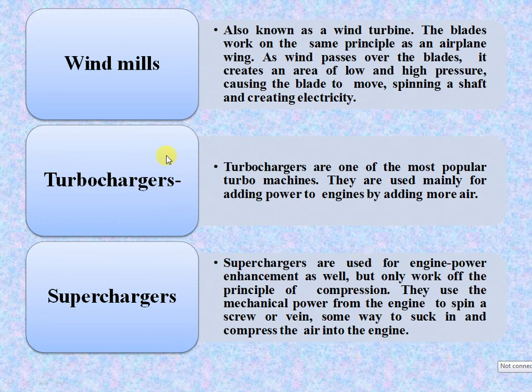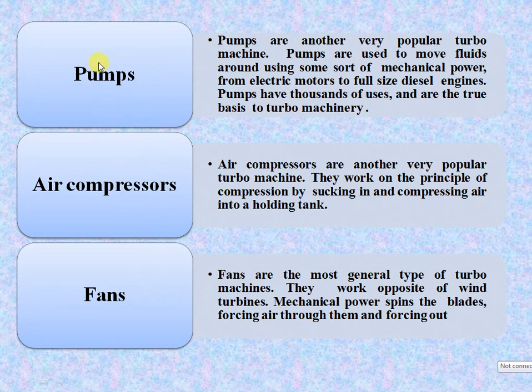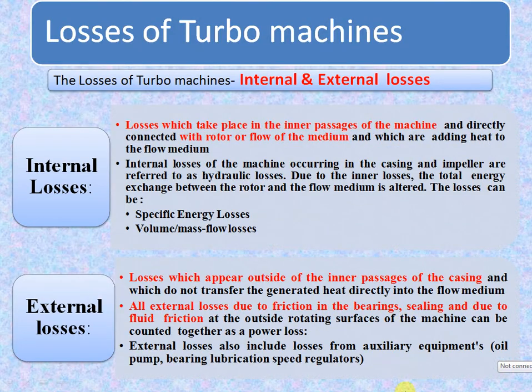The next applications are windmill, turbocharger, supercharger, pump, air compressor, fan. Again, the fan is the most general type of turbo machine. They work opposite of a wind turbine, because a wind turbine is a power producing device and a fan is a power absorbing machine. Mechanical power spins the blades, forcing air through them and forcing it out.